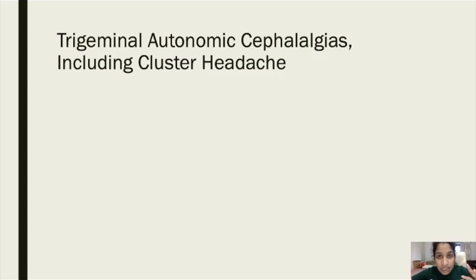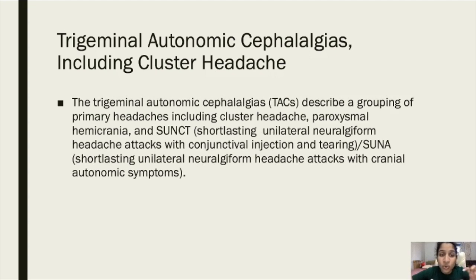So next, the third one: migraine is over, tension type headache is over, and the third one is cluster headache. That comes under the trigeminal autonomic cephalalgias, including cluster headache. That is a group of headaches, trigeminal autonomic cephalalgias. So these TACs describe a grouping of primary headaches, including cluster headache, paroxysmal hemicrania, short-lasting unilateral neuralgiform headache attacks with conjunctival injection and tearing, and also short-lasting unilateral neuralgiform headache attacks with cranial autonomic symptoms.